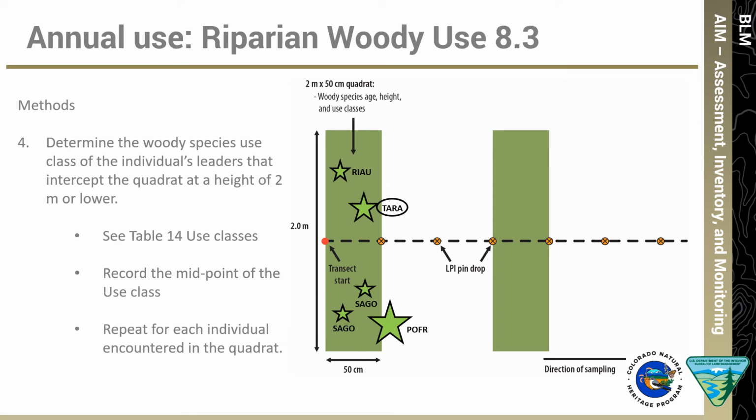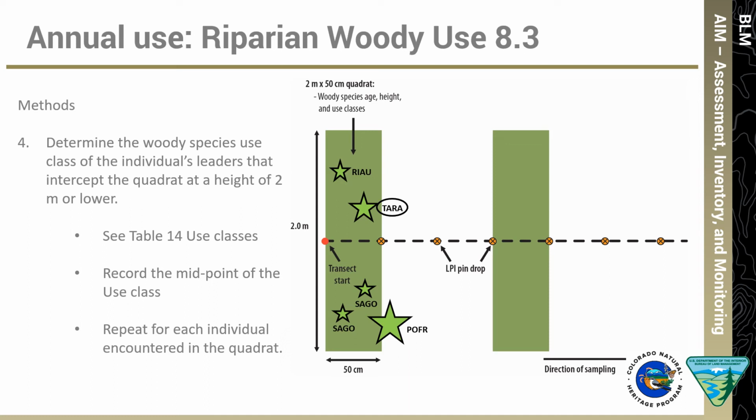The last step in evaluating woody use, step 4, is to determine the woody species use class for each individual. So, the use class of individuals' leaders that intercept the quadrat at a height of 2 meters or lower. Plants are classified into a use class depending on the degree of use within the woody browse quadrat. So, the 2 meter by half meter by 2 meter high box over the quadrat.